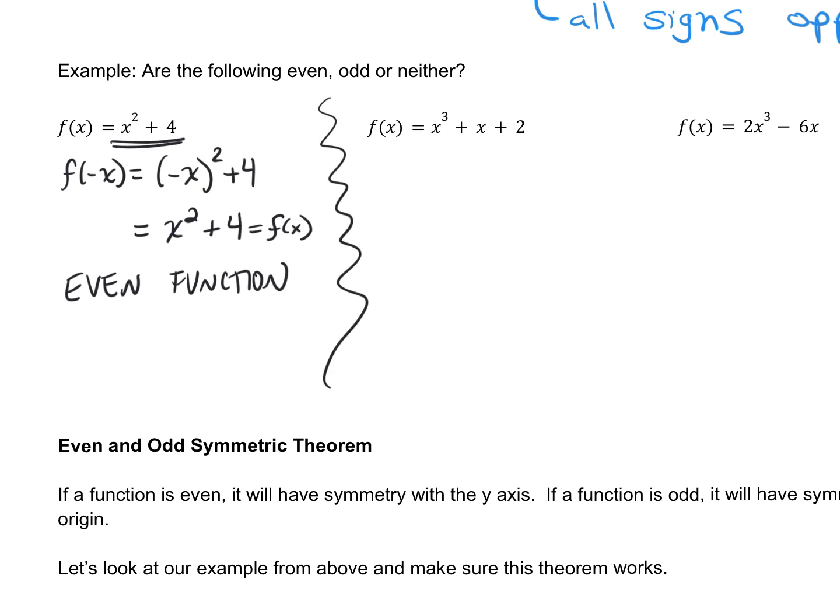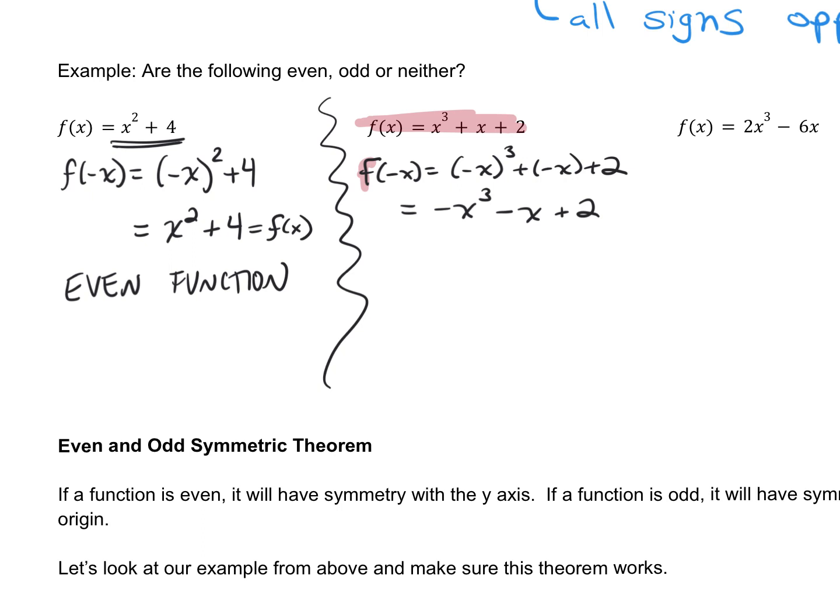All right, let's look at the next one. f of x equals x cubed plus x plus 2. Let's go ahead and take a peek at this one. If I plug in negative x for x, I get negative x cubed plus negative x plus 2. So let's simplify and see what happens. I get negative x cubed, because if I multiply 3 negative x's, I get negative x cubed, minus x, and then plus 2. So let's talk about this. Now it's obviously not the same as the original. It's definitely different than that. So it's not the original.